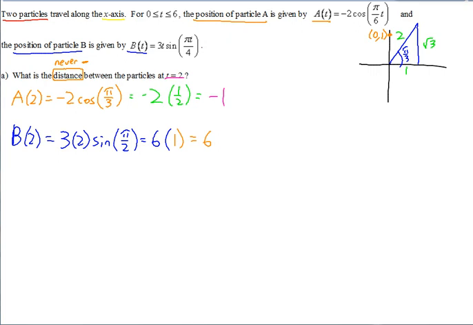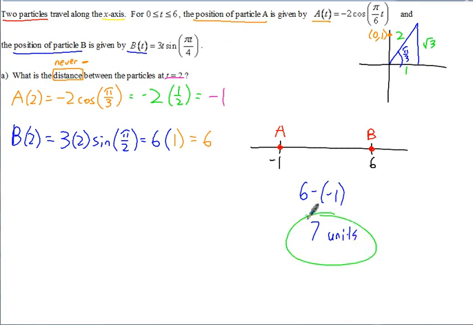If we draw this out, particle A we figured out at time 2 is over here, negative 1. Particle B at time 2 is over here at 6. So the way you get the distance between those two is just subtracting them. You can go 6 minus negative 1 gives you 7. So there's 7 units apart. That's the distance between the particles.